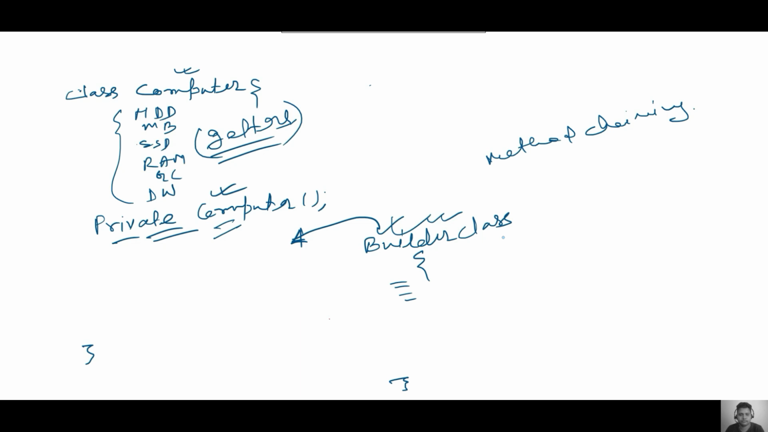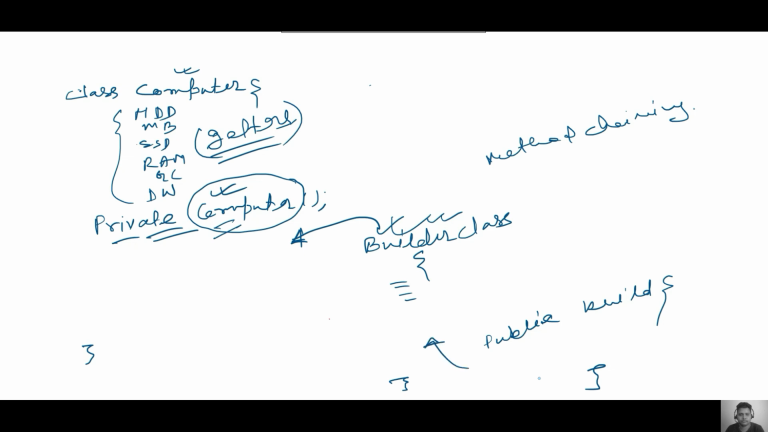In that case, we need to specify a public method. The name I'm giving here is the build method. Inside this method we need to call the constructor, create the object, and return that object.